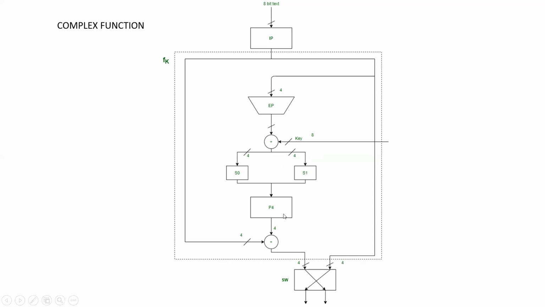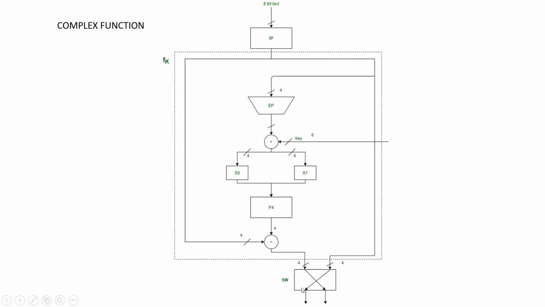After performing permutation P4, the 4 bits that are generated are XORed with the first 4 bits of the output of the initial permutation. So the first 4 bits of the output of the initial permutation are taken and XORed with the output of P4. After performing the XOR operation, we get a 4-bit output. And the last 4 bits that are already present from the initial permutation are also considered here.